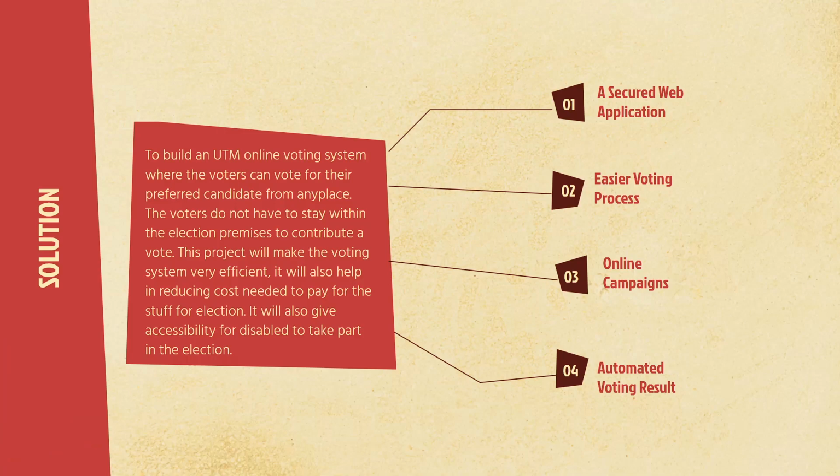What is the solution? The solution is to build a UTM online voting system where voters can vote for their preferred candidate from any place. The voters do not have to stay within the election place to cast a vote. So this project will make the voting system very efficient, and it will also help to reduce the cost needed to pay for the staff.